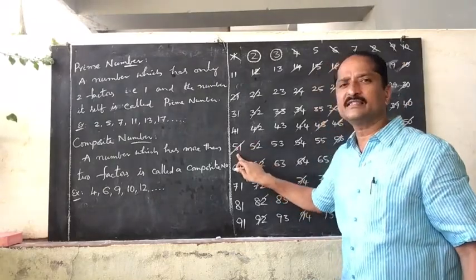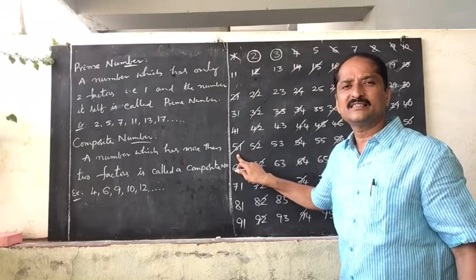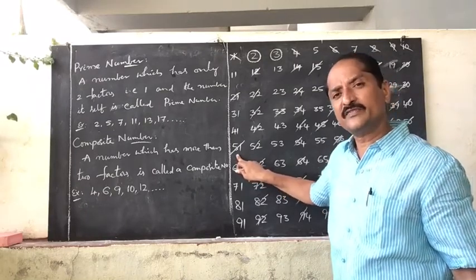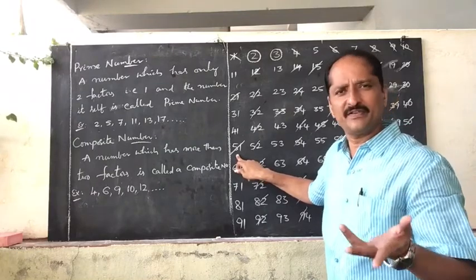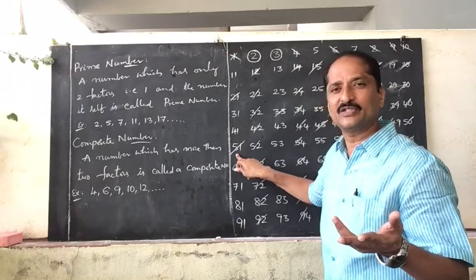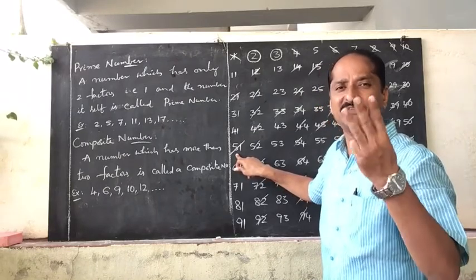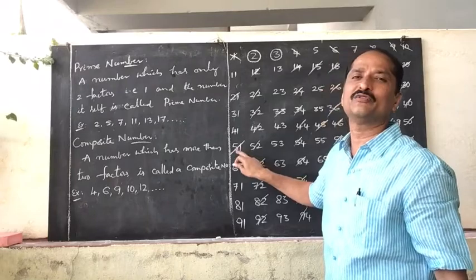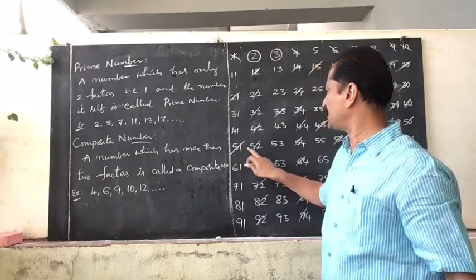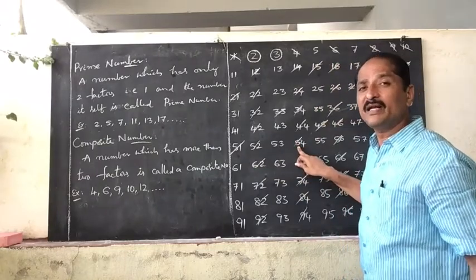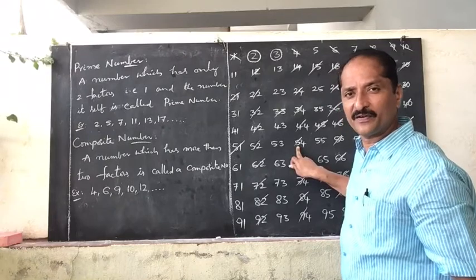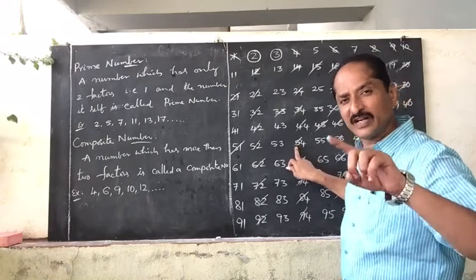Why is 51 a composite number? Because 3 is the third factor of 51. What are the other 2 factors of 51? 1 and 51 are the factors, and 3 is also a factor of 51. So 51 has 3 factors, so it is a composite number. So we are striking out all the multiples of 3. Now once again, 54 is a multiple of 3. That means 3 is the third factor of 54. 54 has 1 and 54 as factors.